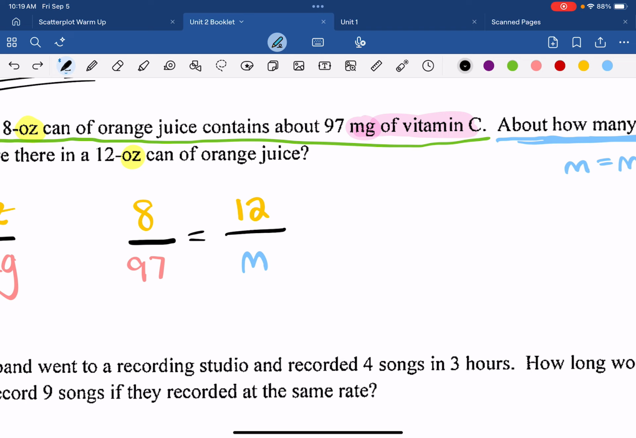All right, now that I have it set up, I'm ready to solve. So I'm going to cross multiply. So I have 97 times 12, and I get a big old number. I get 1,164 equals 8M.